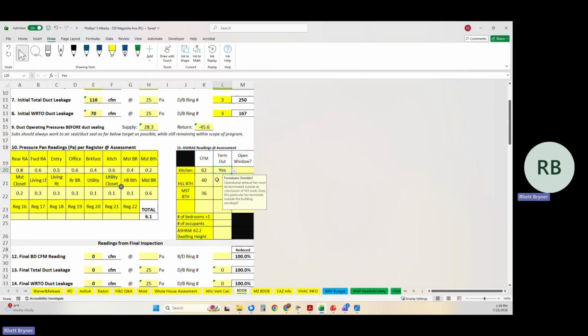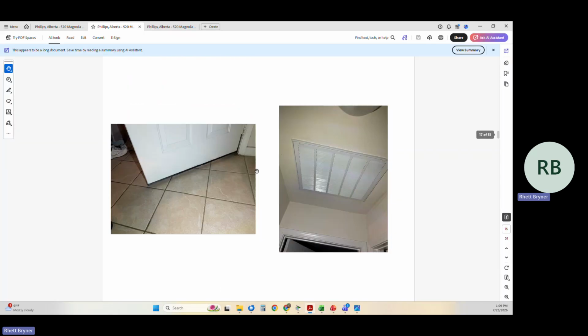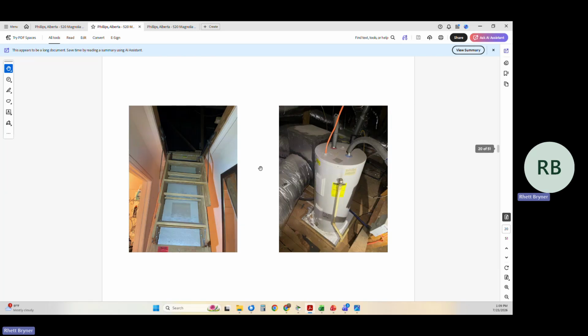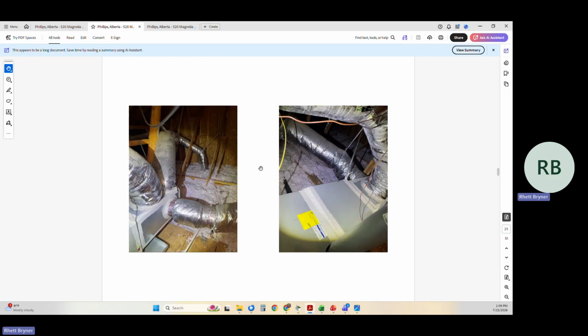All right. Next, does the hall bath terminate outside? Yes, it does. I checked that one when I was in the attic. There are lots of photos here. See if I can find the one that has that real quick.